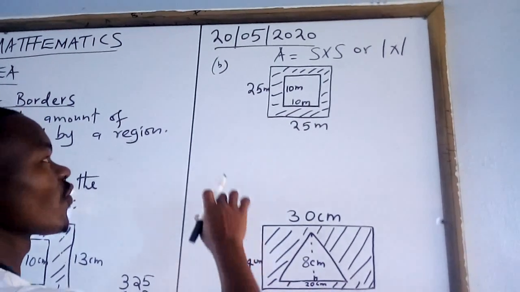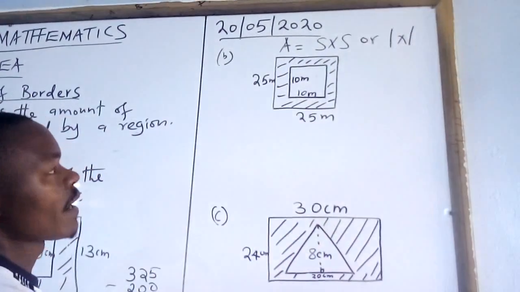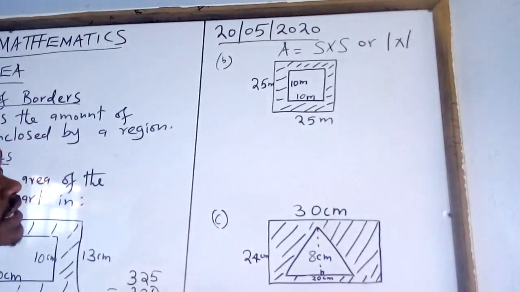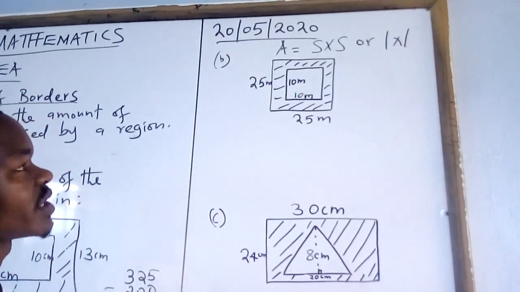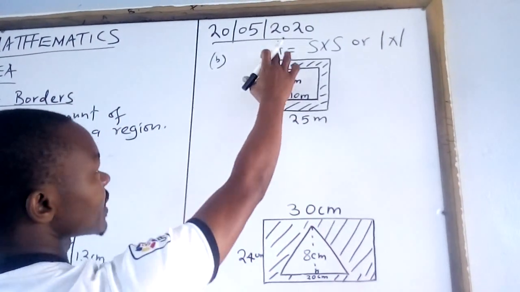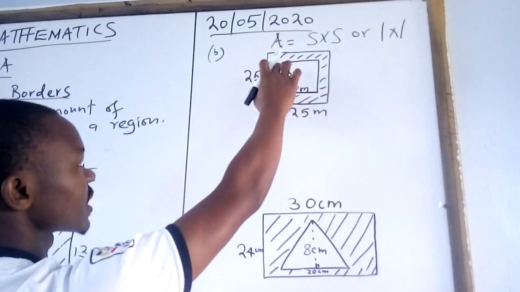So when we talk about the area of the shaded part now, it means that we are going to find the area of the bigger square. Then we again find the area of the smaller square, the inner one, then we get the difference, meaning we subtract. So that is the only thing you have to do when finding the area of the shaded part.